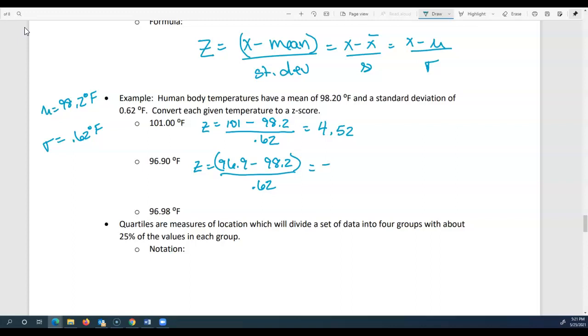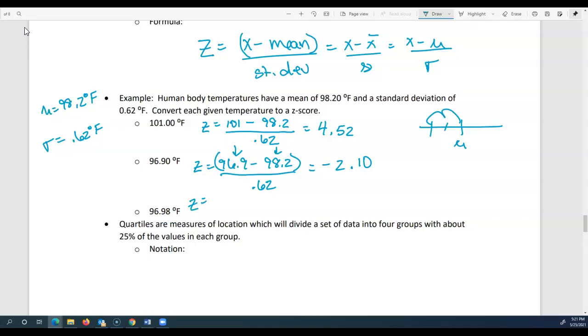So I ended up with a negative 2.10, rounded to 2 decimal places. So notice this is a negative value. That means we started with something that was less than the mean. The mean was 98.2. 96.9 is smaller than that 98.2 mean. So that's what the negative means. And we ended up with a negative 2.10. Then that means that if this is our mean, then we are actually about 2 standard deviations less than the mean.